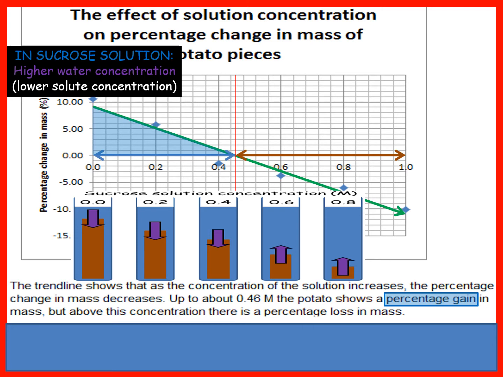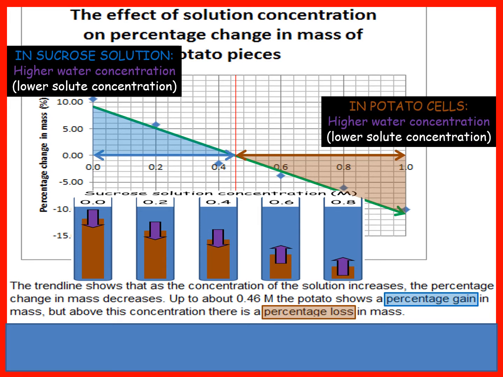Above 0.46 moles, we can see that there is a percentage loss in mass, and that's because water moved out of the potato and into the solution, from a higher water concentration in the potato cells to a lower water concentration in the sucrose solution.